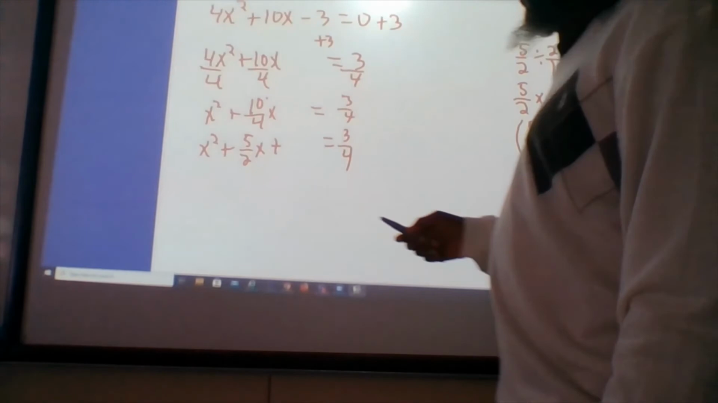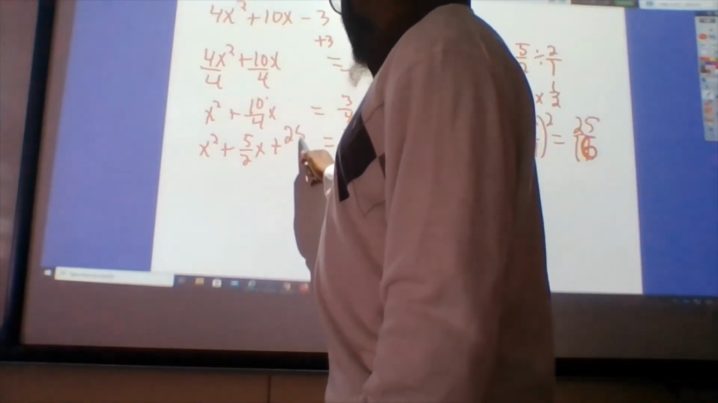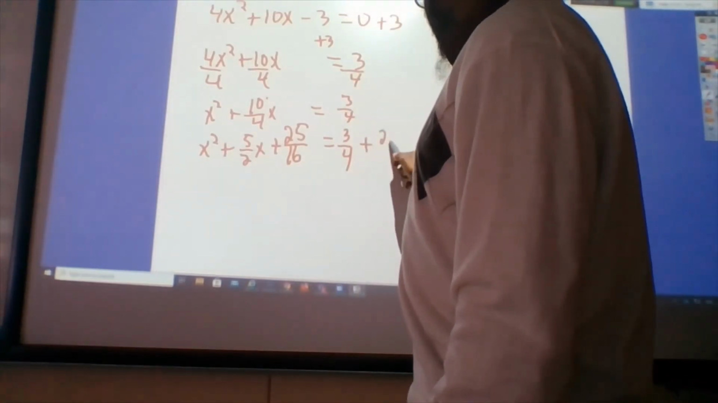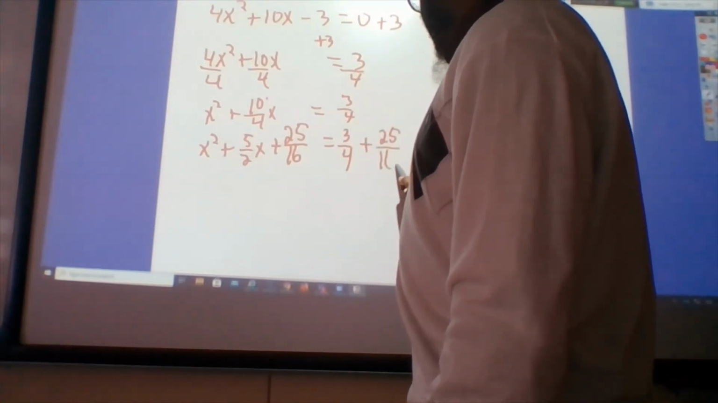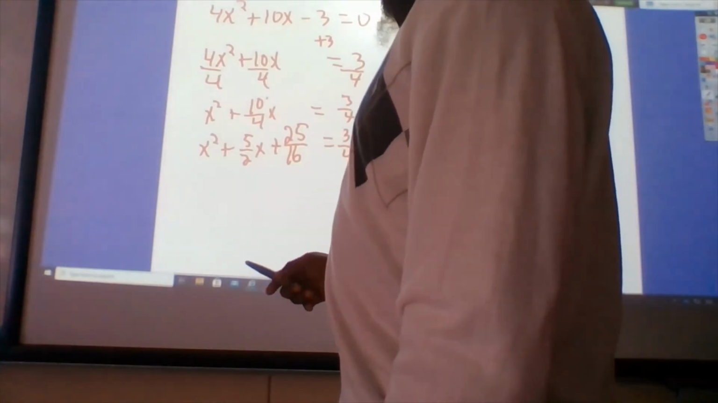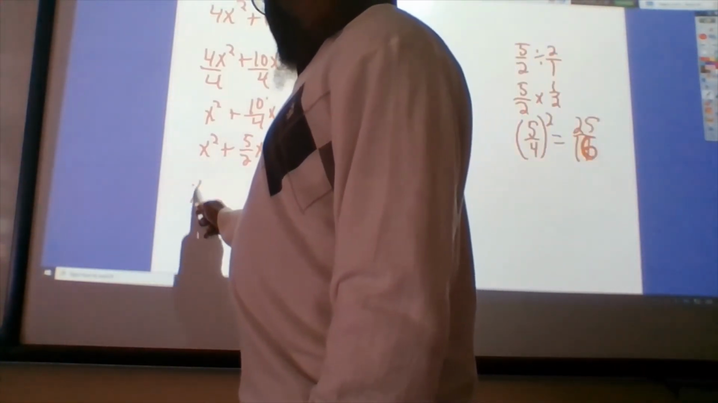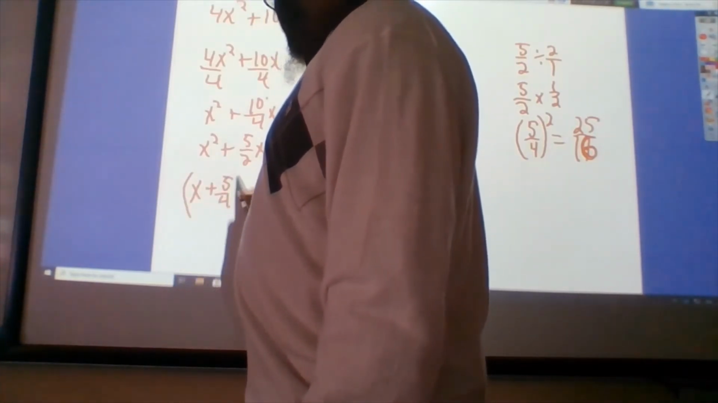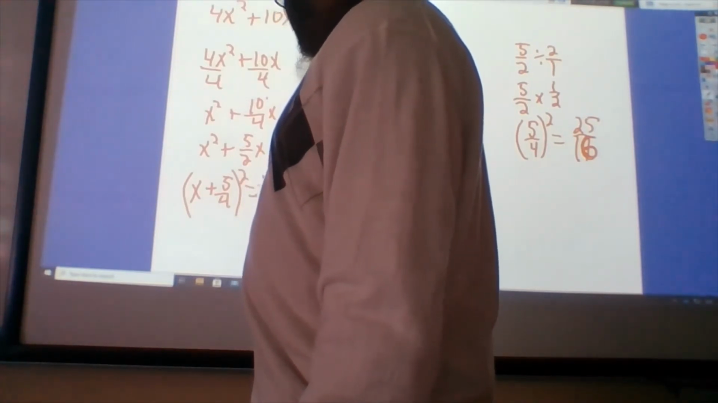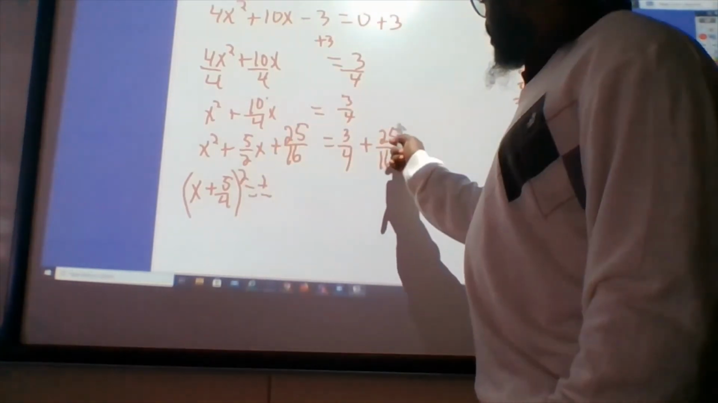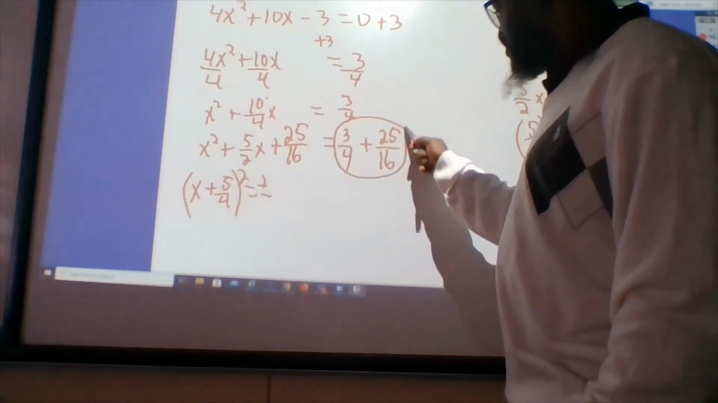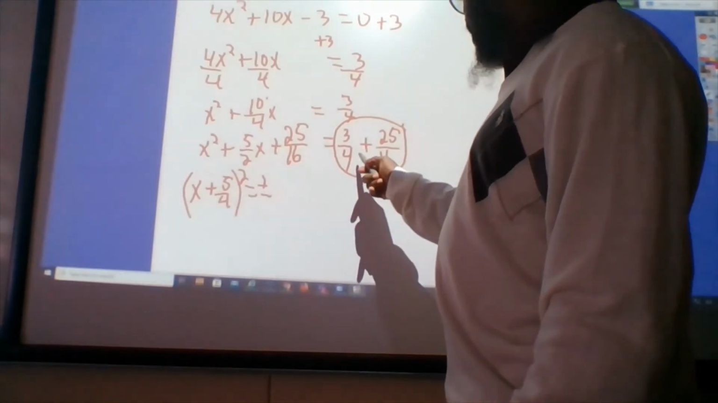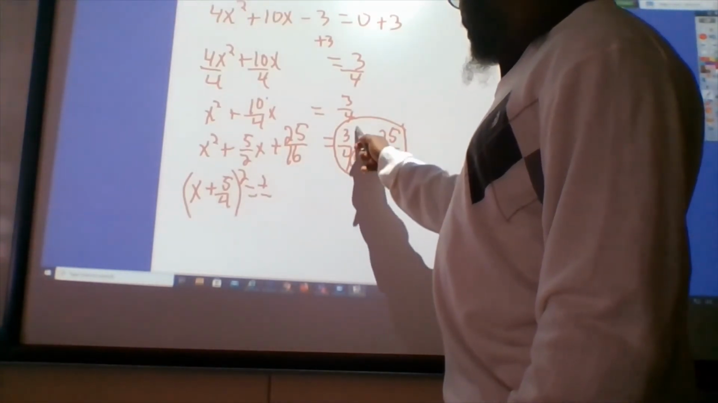Then you will write this as the perfect square trinomial: x plus 5 over 4 squared is equal to 3 over 4 plus 25 over 16. So we have to combine, simplifying that fraction to become one term. My current denominator is 16. I want that to be a 16, so I will have to multiply this by 4. I will have to multiply this by 4. All right? This is going to give me 12 plus 25 over 16. This becomes 37 over 16.